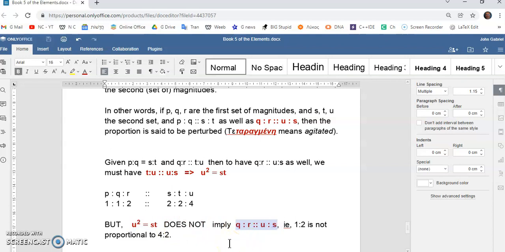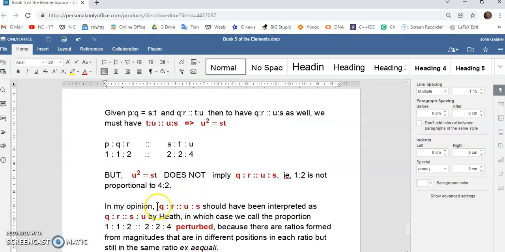which is what Heath thinks, because 1/2 is not proportional to 4 halves. 4 halves is 2, and 1/2 is not 2, it's half. So these are not in proportion anymore. In other words, it's not a perturbed proportion, it's no proportion at all. The agitated or perturbed characteristic comes in the sense that you should interpret it in this way.